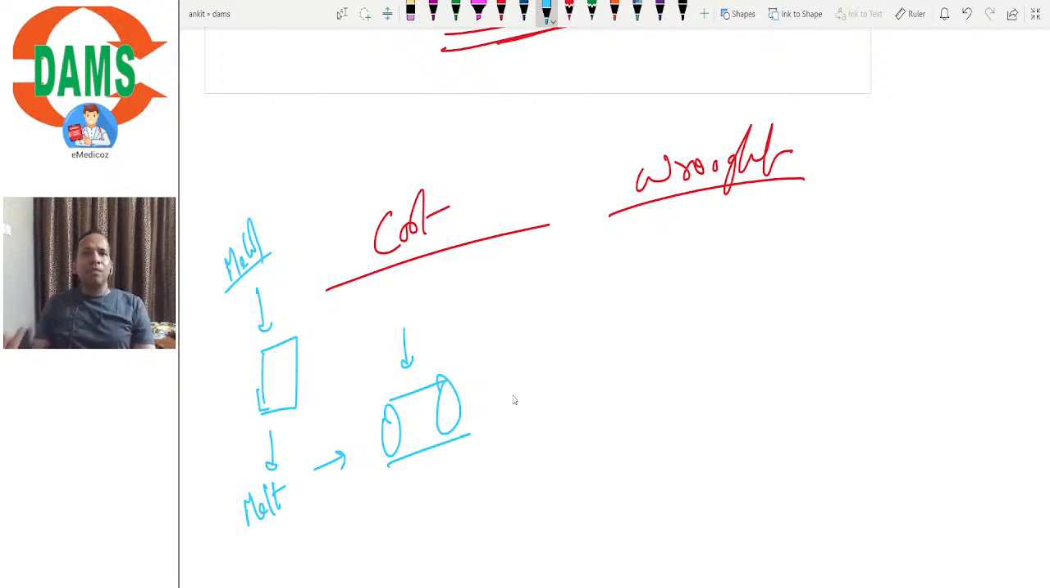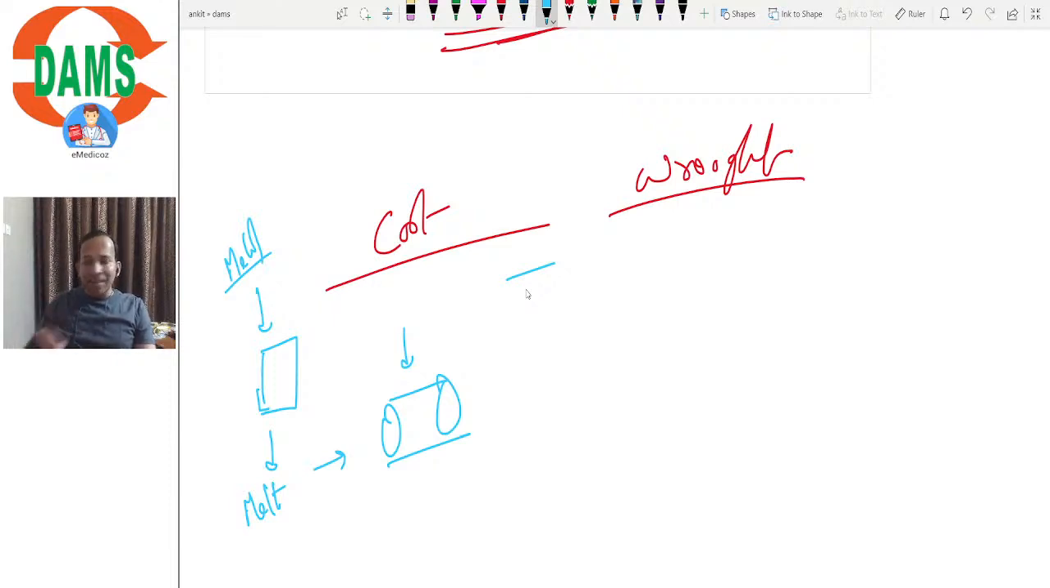Now what happens is that, being dentists, we can't use a cylinder of steel, isn't it? To use it, it must be in the form of a wire. We can't use a solid cylinder, even if it is as thick as this pen. We need it thin, maybe 0.5 mm or 0.7 mm or 0.9 mm, but we need a wire, isn't it?